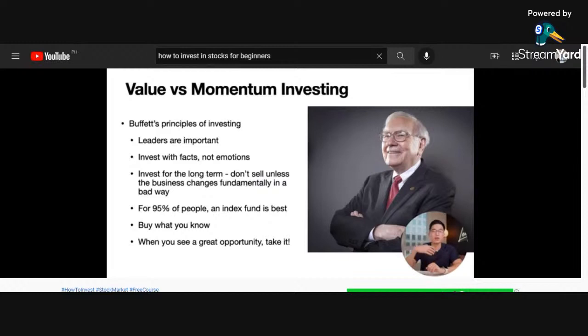He really cares about who the CEO is, who the leadership board is, because they have a dramatic impact on the performance of that company. His second principle is he wants to invest with facts and not emotions. Stock trading can be extremely emotional, and when you trade with emotions, a lot of the time you're gonna lose. So that's why Warren Buffett likes to look at the facts only and really not look at any of the emotions. He also wants to invest for the long term, and generally he's not going to sell unless the business changes fundamentally in a bad way. So like I said earlier, investing in the long term is probably a lot safer than investing for the short term.